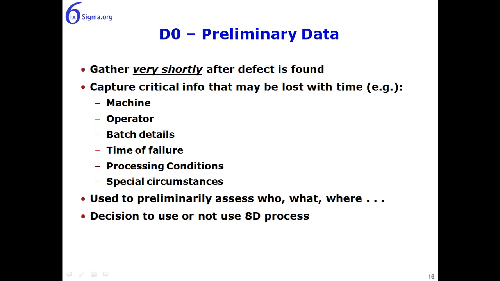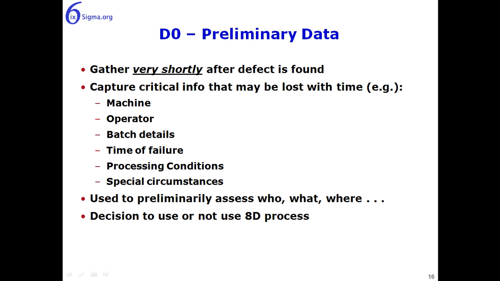Now, over in D0 preliminary data, what we're doing is we're gathering data very shortly after the defect is found so that we can capture critical info that could be lost with time. So, for example, the machine the part was manufactured on or used on, the operator involved, batch level details, the time of the failure, any unique processing conditions or other special circumstances. And what we're trying to do is assess at a high level who, what, where, when, why, and how, and whether or not the 8D methodology is appropriate for the problem that we see.